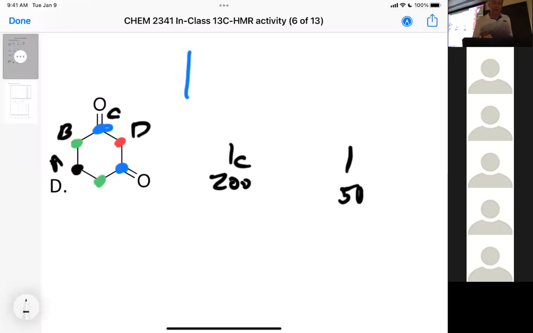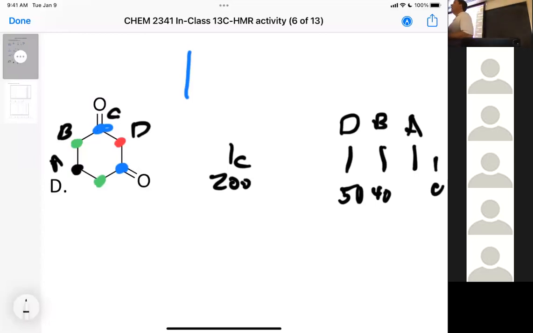Okay. And then the next one is going to be, let's see, that's D. So what's going to be next? B or A? B, because it's right next to the carbonyl. And so it's going to be a little bit here, probably around 40. And that's B. And then A is going to be almost down around 0. So we can recognize that pattern from where we have it.